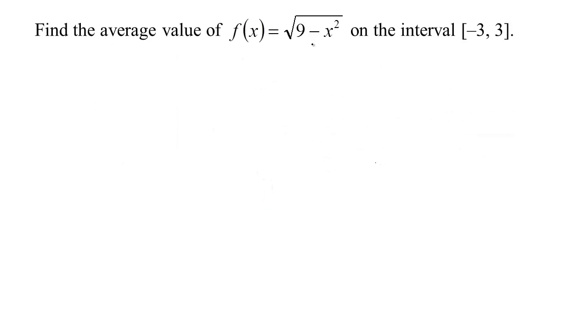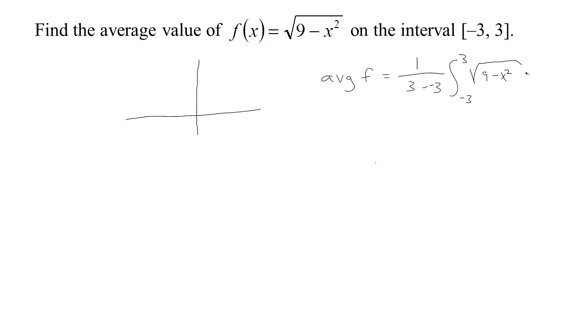Here's a little example. We've got this function and we want to find its average value on a particular interval. So let's see, our formula for the average value would be this. The average value of f would be 1 over the interval length. Our function goes from -3 to 3, so that would be 1 over 3 minus -3 times the integral from -3 to 3 of the square root of 9 minus x squared dx. Or since subtracting -3 is the same as adding 3, we have 1 over 3 plus 3, which is 1 over 6, times the integral from -3 to 3 of the square root of 9 minus x squared dx.